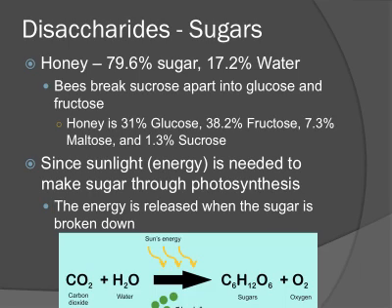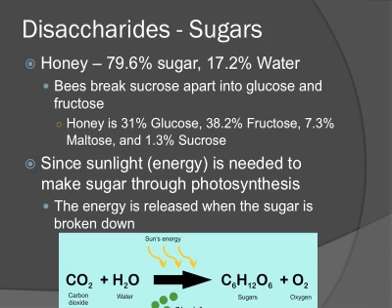Okay, so some examples of our disaccharides are honey. Honey is 79.6% sugar and 17.2% water. How we create honey, or what bees do, is they break sucrose apart into glucose and fructose. Because if you remember, sucrose is made out of glucose and fructose, and it's only joined together by one bond. So the bees break this oxygen bond, and then they get the separate parts, glucose and fructose. And so honey is actually 31% glucose, 38.2% fructose, 7.3% maltose, and then 1.3% sucrose. So not all of the sucrose gets broken down, and we have a little bit left over.